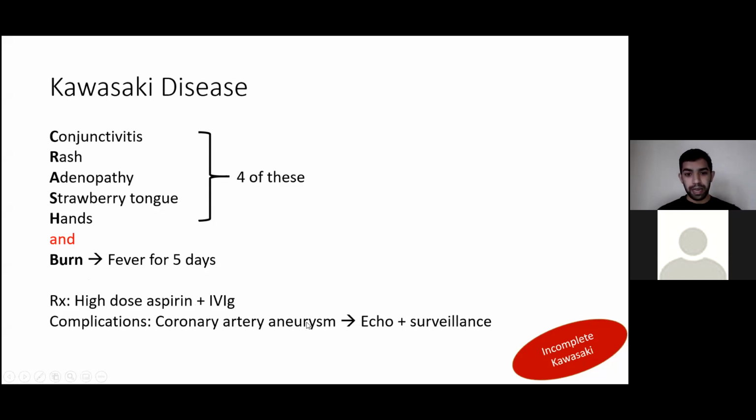So if you do suspect somebody has Kawasaki disease, you do need to get them an urgent echo by a pediatric cardiologist. And if they do have coronary artery aneurysms, they will then need to be under surveillance. Okay.